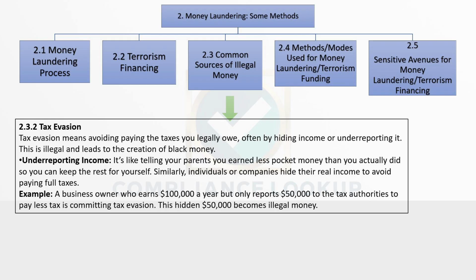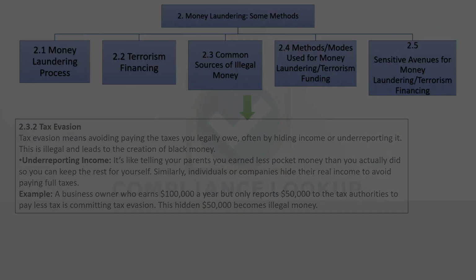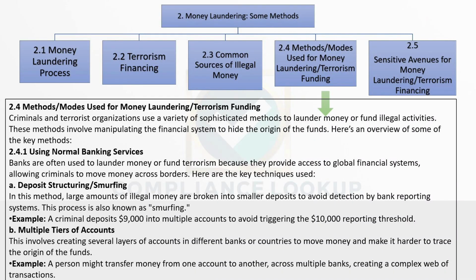For example, if a business owner earns $100,000 in a year but reports only $50,000 to tax authorities, the unreported $50,000 becomes illegal or black money. This is a criminal offense and harms the economy by reducing the government's revenue. Now, coming to methods or modes used for money laundering and terrorism funding. Here are two key methods: using normal banking services.